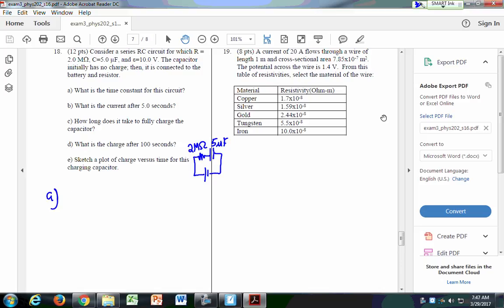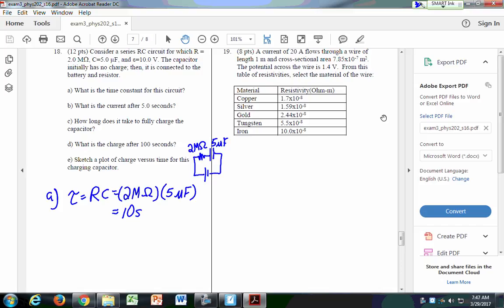Well, the time constant, tau, is equal to R times C. And usually I'm going to give you mega and micro because those are pretty common in RC circuits and it just makes the math easier. So I have 2 mega ohms, that's 2 million ohms, and then 5 millionths of a farad, that's 5 times 10 to the minus 6. So that just works out to be 10 seconds.